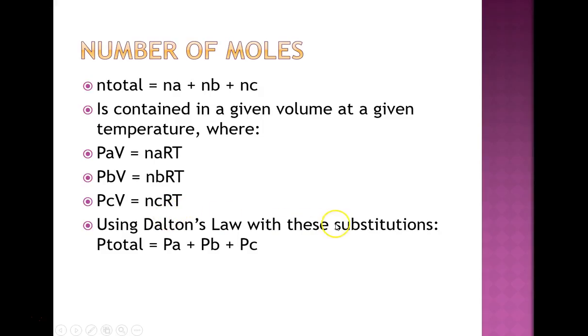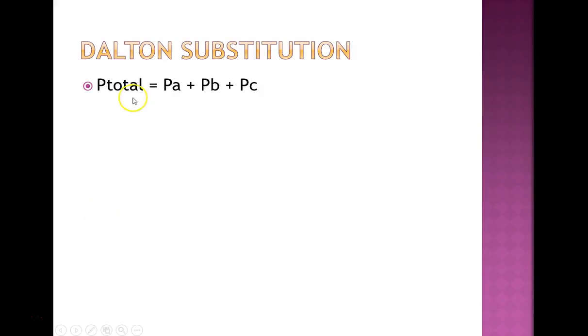Using Dalton's law with these substitutions, we get total pressure of the gas mixture equaling the pressure contributed by gas A plus the pressure contributed by gas B plus the pressure contributed by gas C. When we do these substitutions, the number of moles in gas A times V over RT equals PA, the pressure contributed by gas A, the number of moles in gas B times the volume divided by RT equals the pressure contributed by gas B, and the number of moles in gas C times V over RT equals the pressure contributed by gas C. So we've substituted these values using the ideal gas law, such that the total pressure becomes this equation.